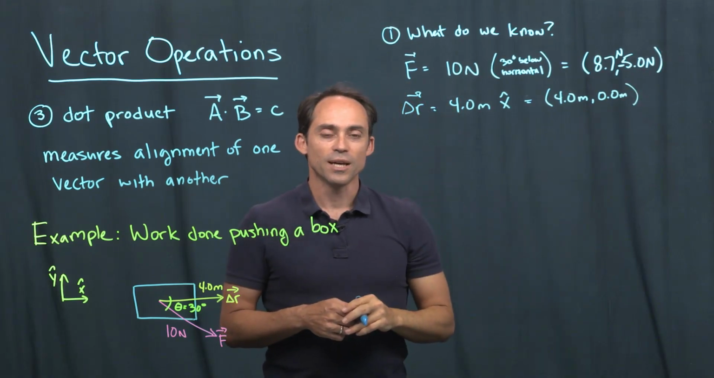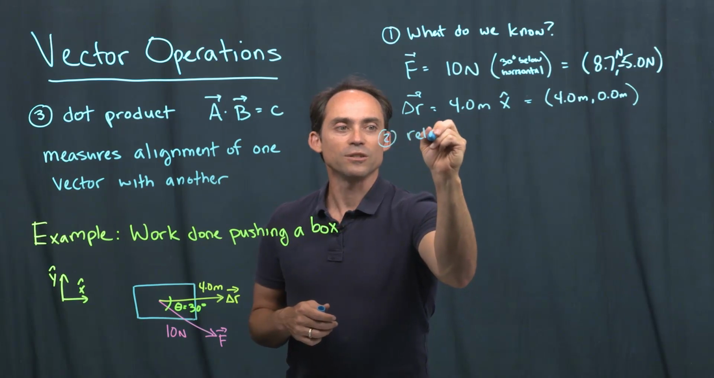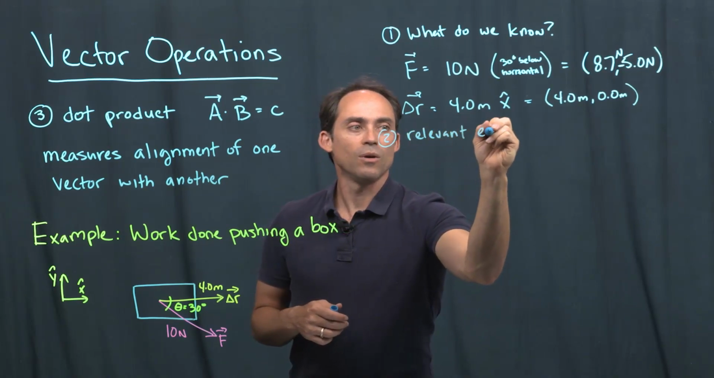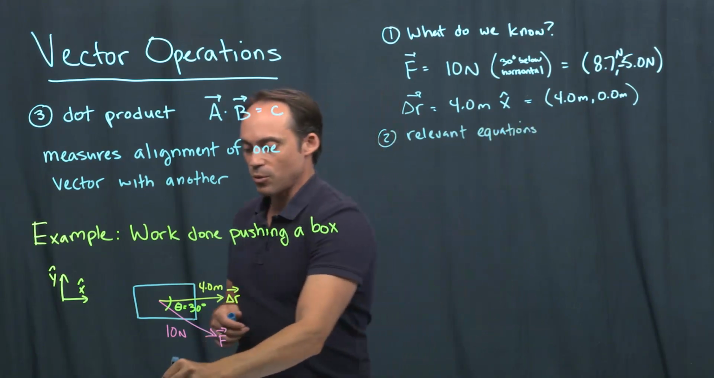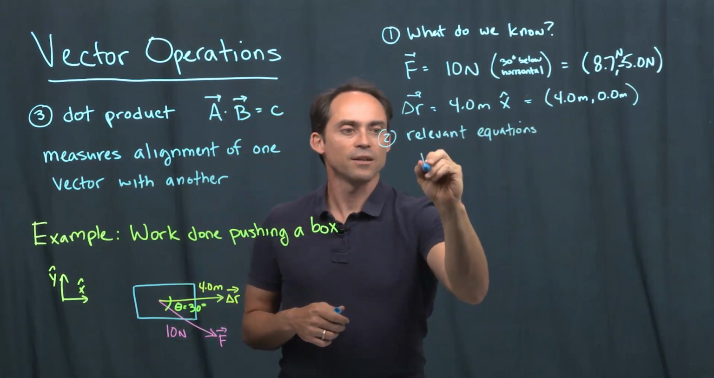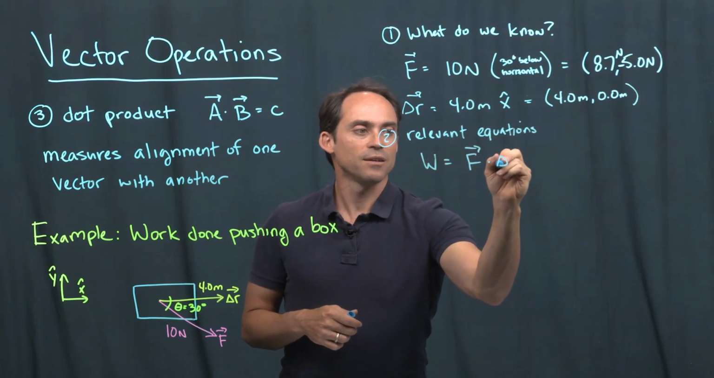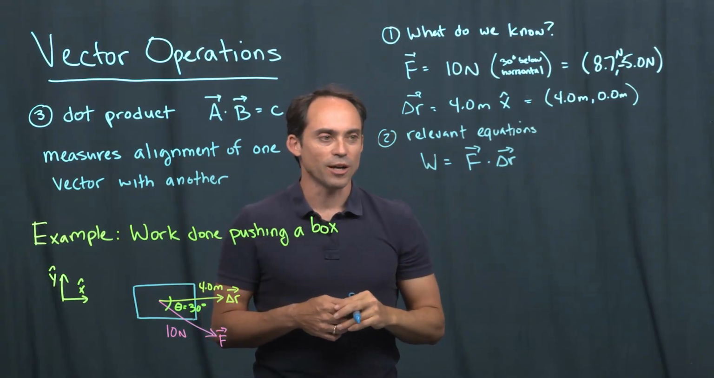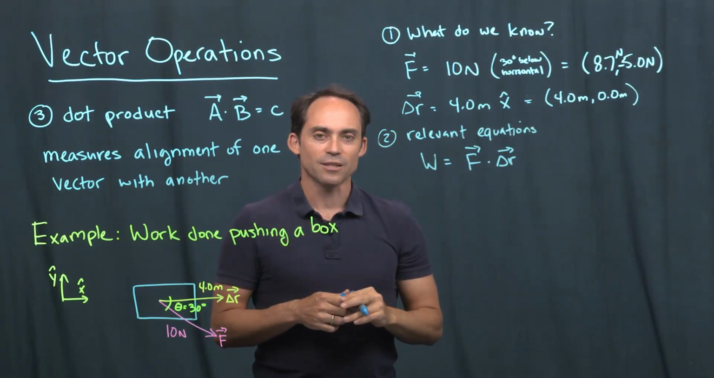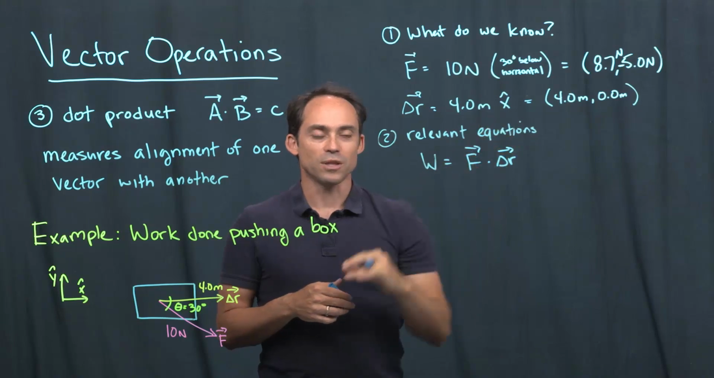All right, so what are we actually trying to solve? What are our relevant equations? Well, as we will see later on in the quarter, to compute the work, what you want to calculate is the force dot displacement. So here's a perfect example of our dot product. Let's try to calculate this from our two different methods, one using the amplitudes and the angles between the vectors, and one using the components.